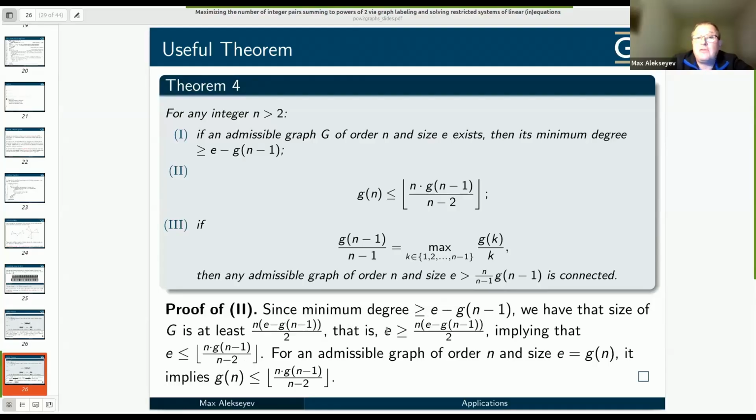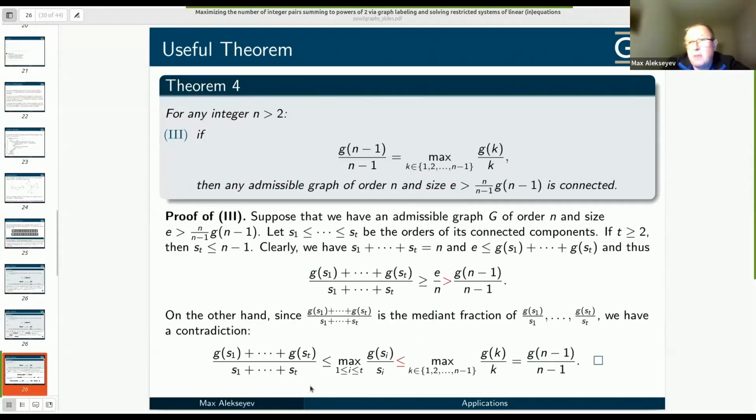Or if we solve it for e, please notice that in this inequality we have e present in the left hand side and the right hand side, but we can solve it for e, and if we solve it for e, we will get exactly this bound. And furthermore, it remains to notice that how g of n is defined, the admissible graph of order n and size g of n exists, and therefore we can take e equal to g of n and get this bound.